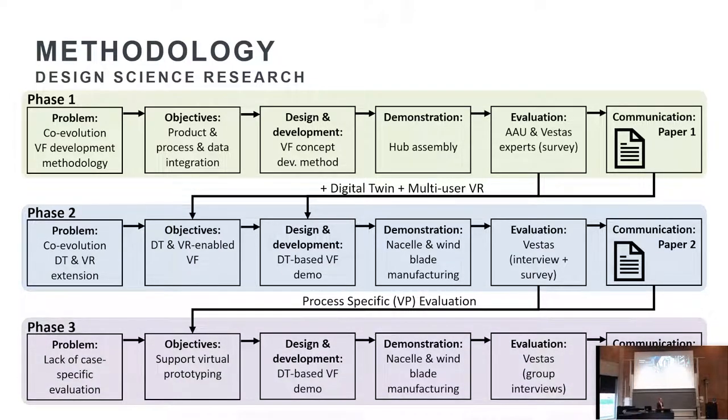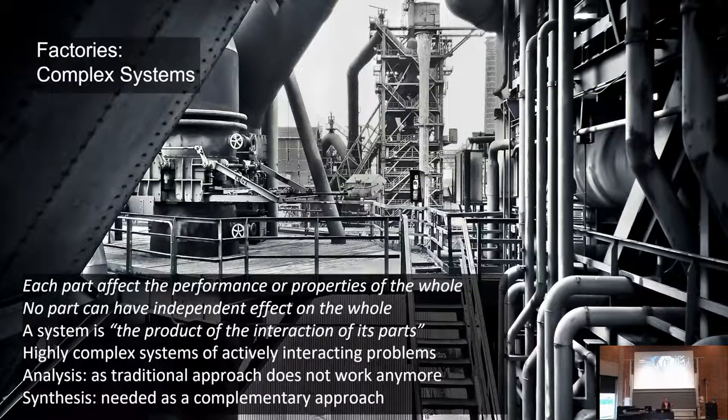So let's look a bit at what we did in the solution. Factories are highly complex systems, but what even is a system in the first place? A system consists of several essential parts and/or subsystems. Each part affects the performance and essential properties of the system as a whole, but no part has an independent impact on the whole.